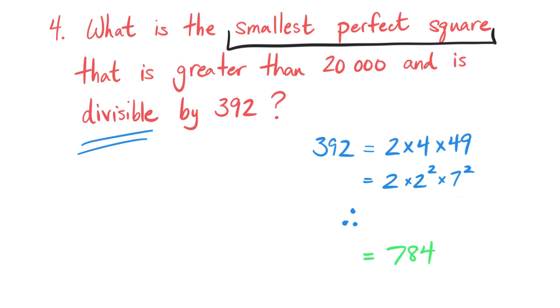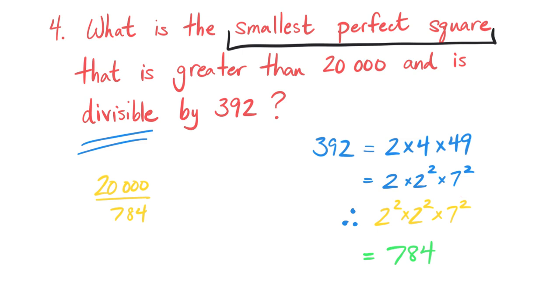Whether you want to keep those values there, I'm just going to write them in a different color. My 2 squared times my 2 squared times my 7 squared. But I need to make sure that the number I find is divisible by 784. So what I might do now is take 20,000 and divide it by 784.